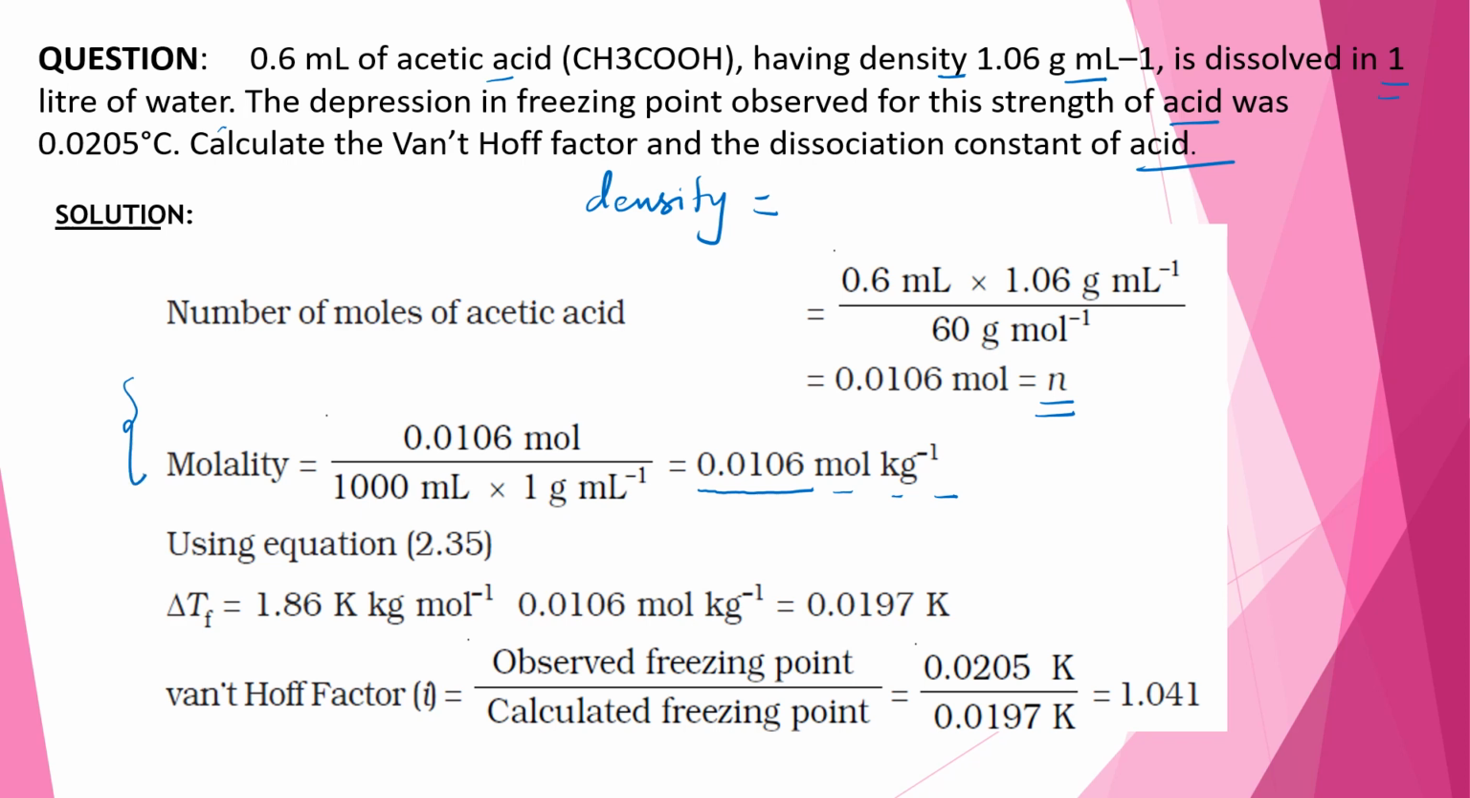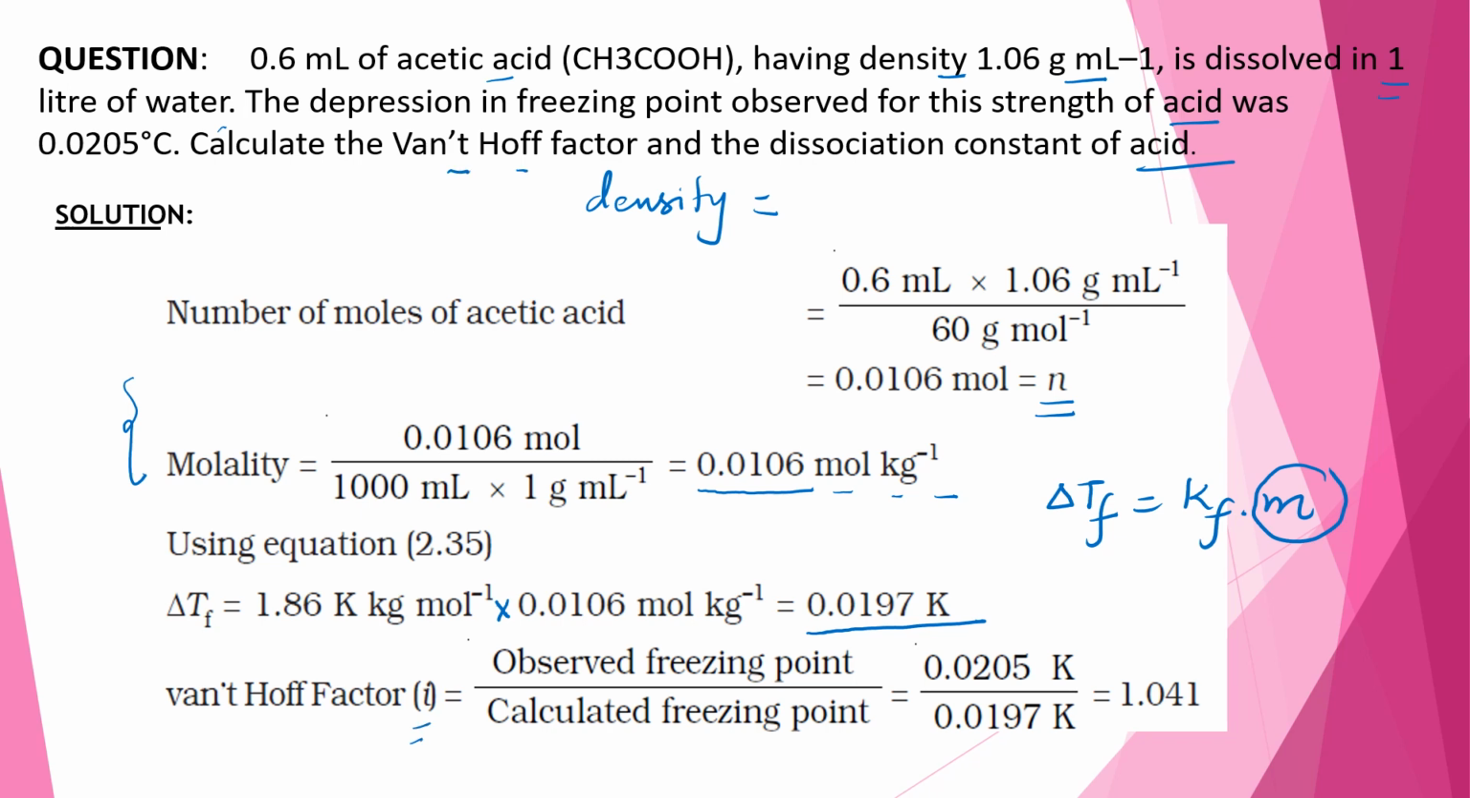So we know that delta TF, that is depression in freezing point, is equal to KF into molality. So we have calculated the molality and KF is given in the question, which is equal to 1.86 Kelvin kilogram per mole. When we multiply both these terms, we get the delta TF, that is depression in freezing point, 0.0197 Kelvin.